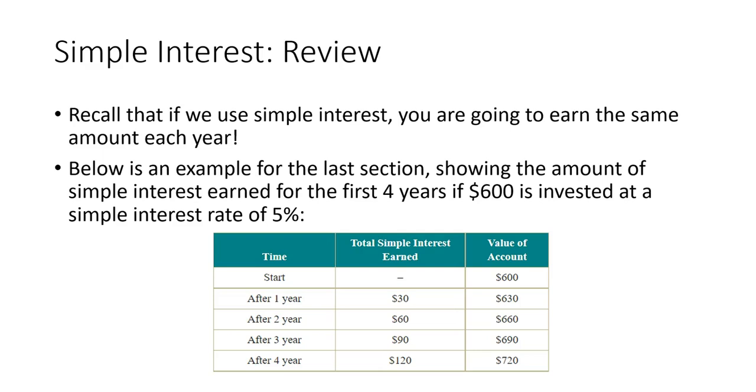Below is an example from the last section showing the amount of simple interest earned for the first 4 years if $600 is invested at a simple interest rate of 5%. So this just means we're going to earn 5% of $600 each year. So we earn $30 every year.